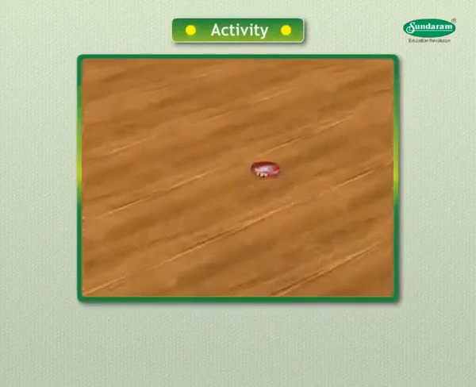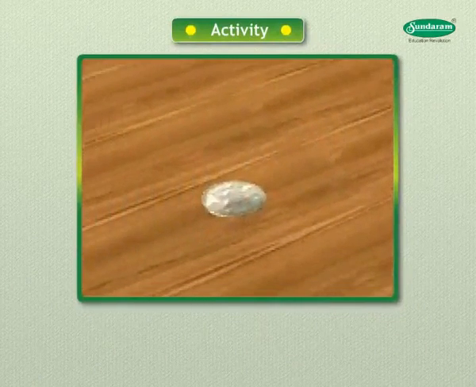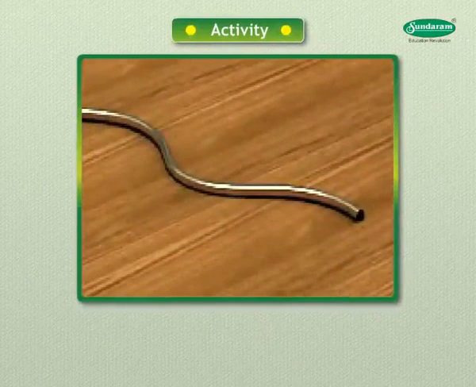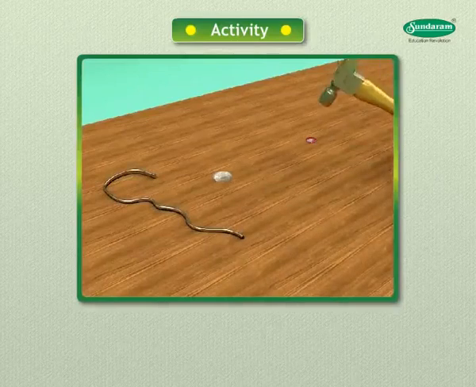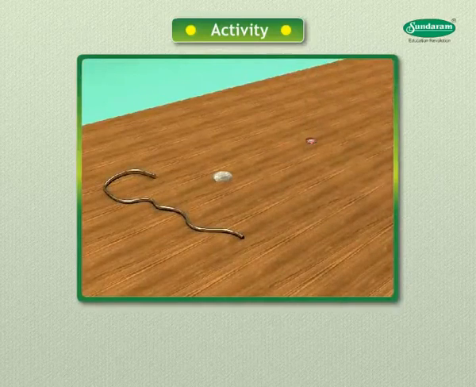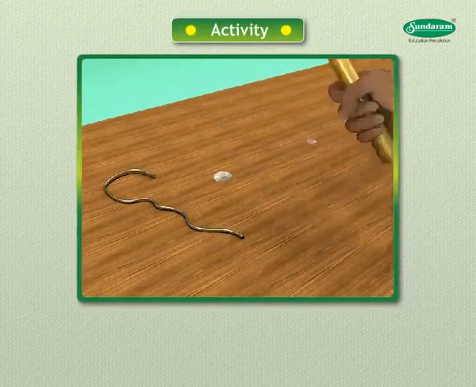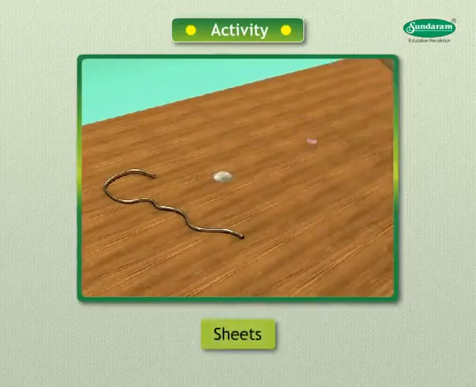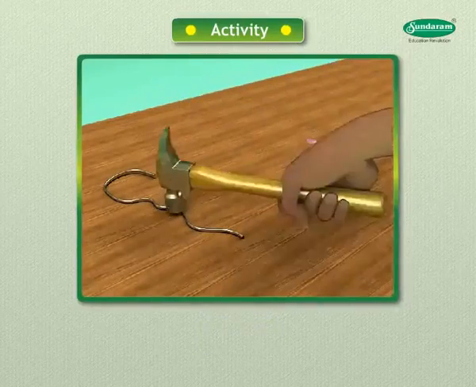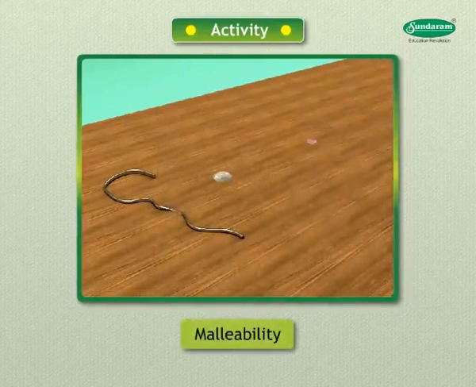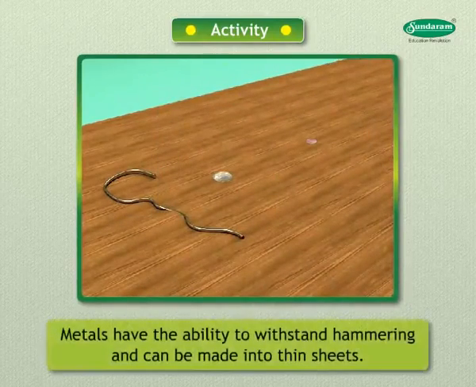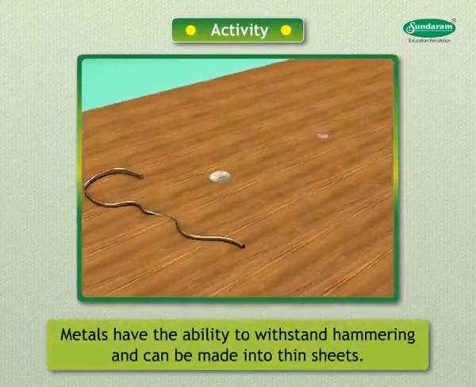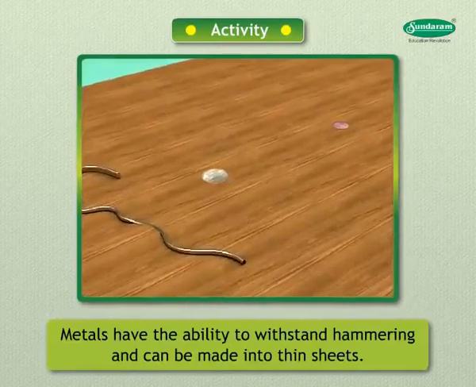Again, activity time. Take a lid of a cold drink bottle, a coin, a thick aluminium wire. Strike it with a hammer several times. What do you observe? Record the change in shapes of the metals. All things become flat like a sheet. This property is called as malleability. You will find that metals have the ability to withstand hammering and can be made into thin sheets.